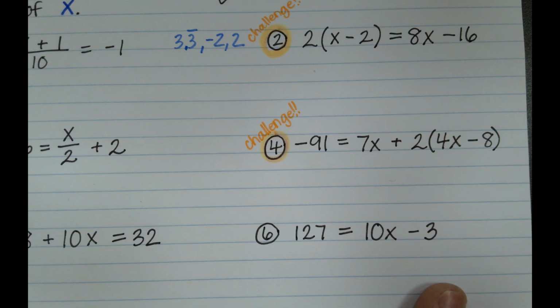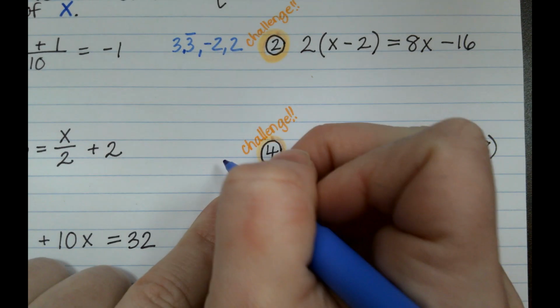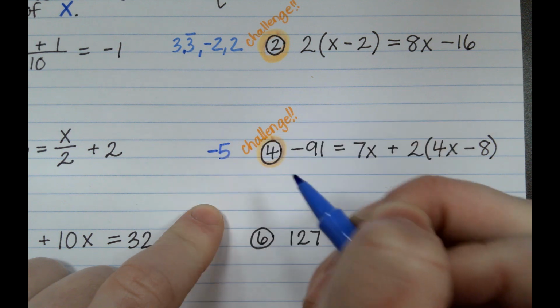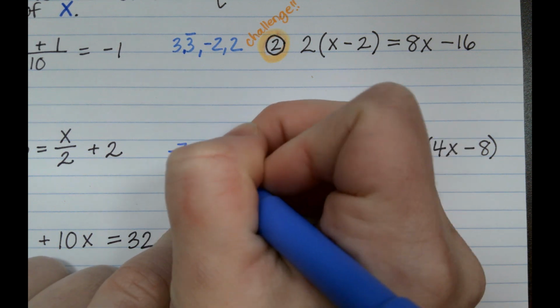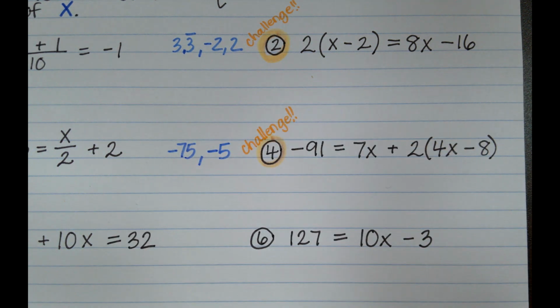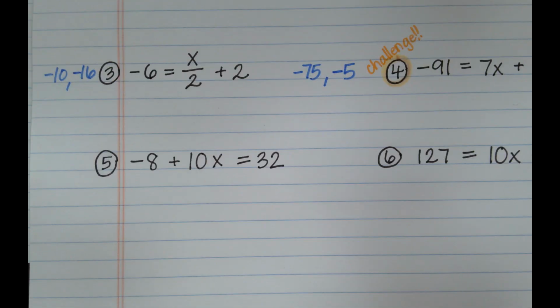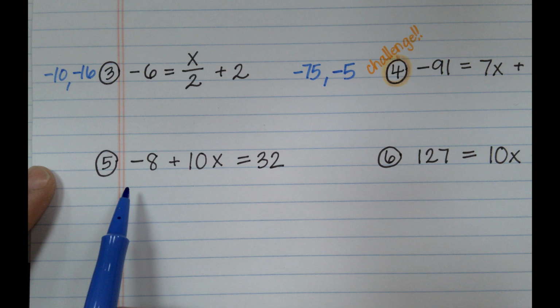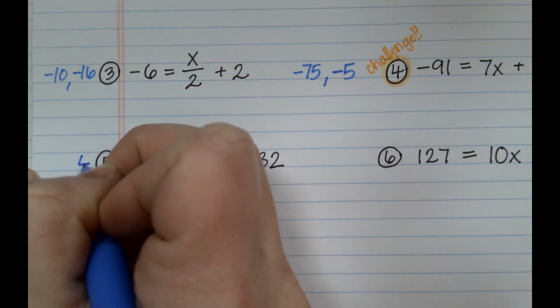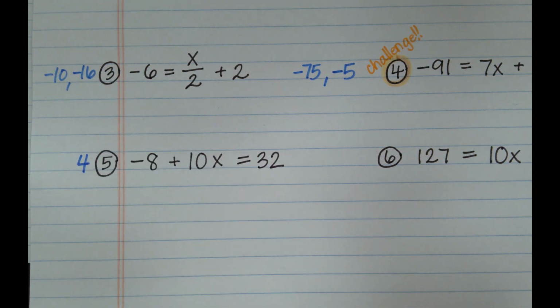This one's pretty crazy. -5. Okay, -5. I got -75. -75. Okay. Anything else? -5, -75. Any different answers if we tried it? Okay. Number 5. What answers did we get for that one? 4, just +4. Okay. Anything else? All right, last one.